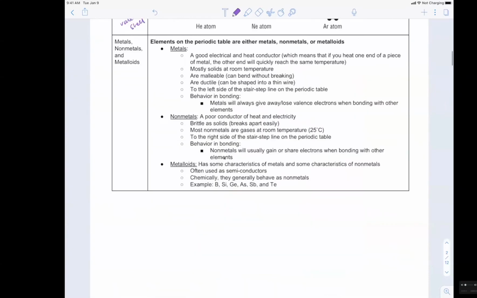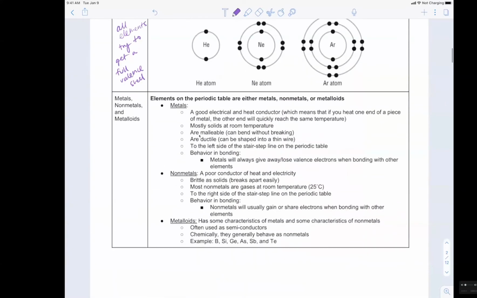You should know what a metal is. Just think of the generic metals that you know of, like gold or silver or aluminum.